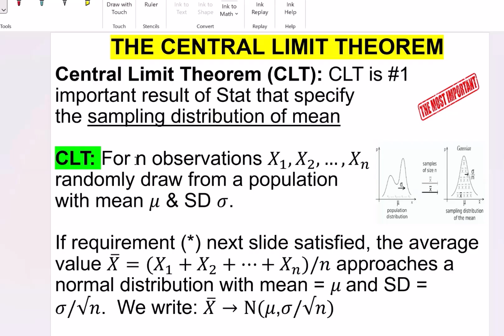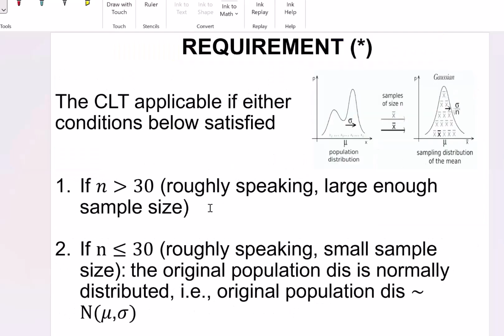If requirement star, the next slide, is satisfied. In this case, n greater than 30, right? We have n equal to 80, and 80 is greater than 30, which means it's obviously satisfied. So very good, we can apply this.